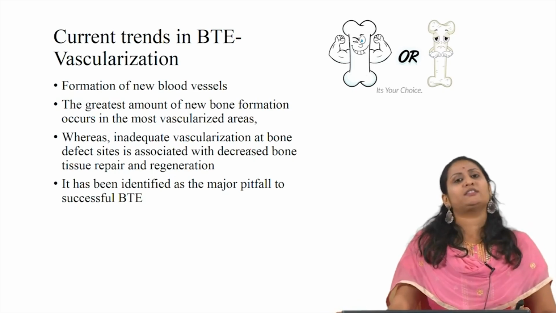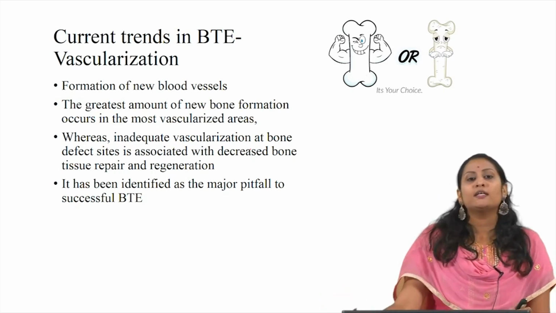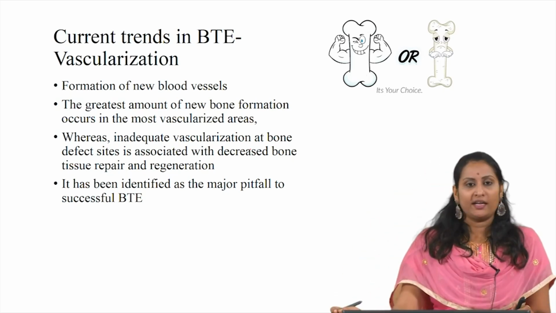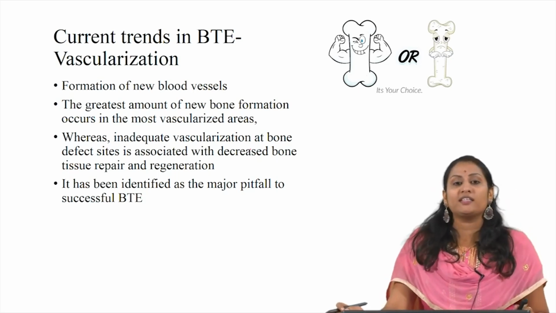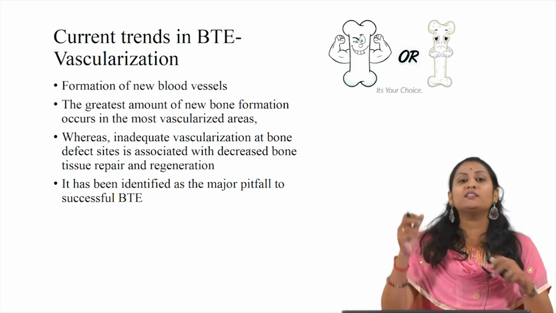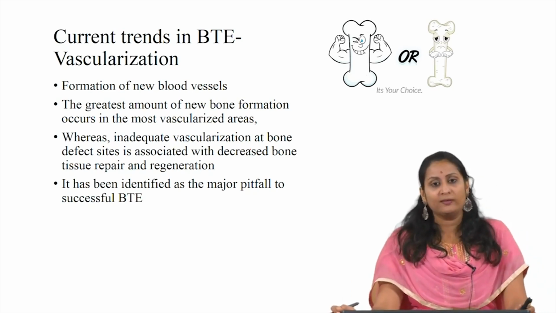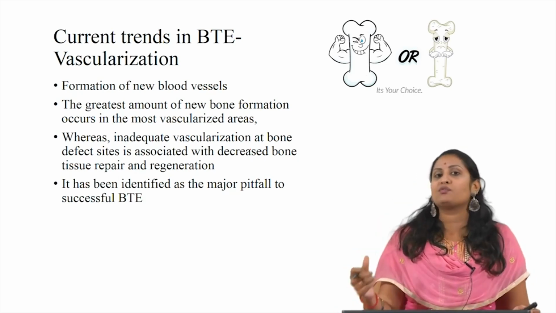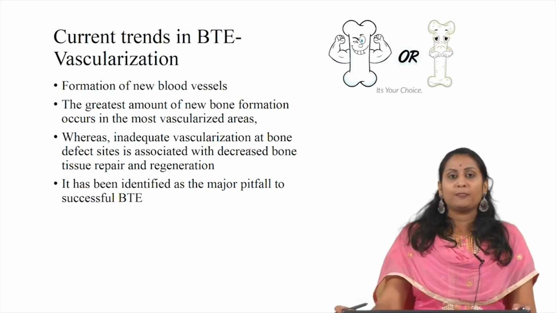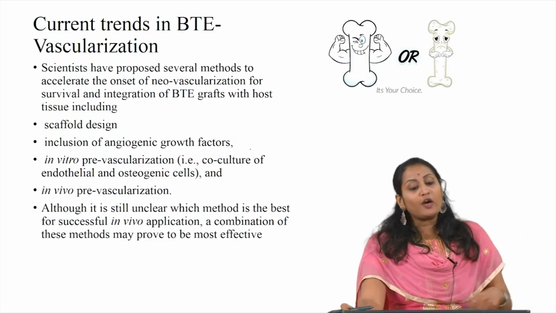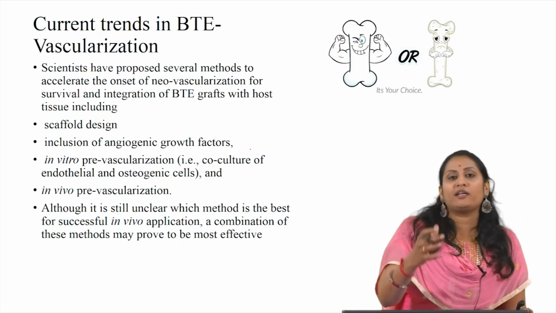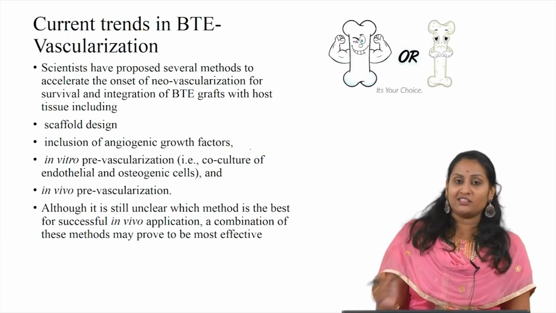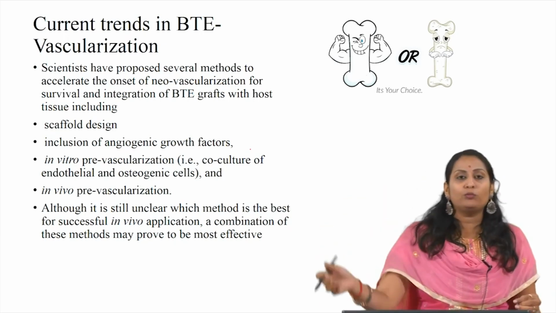Vascularization is nothing but the formation of new blood vessels. The greatest amount of new bone formation occurs in the most vascularized area, whereas inadequate vascularization at bone defect sites is also associated with decreased bone tissue repair and regeneration. So vascularization has been identified as the major pitfall for successful bone tissue engineering grafts. So what people have done is, strategies have been proposed to enhance vascularization, thereby increasing the success of the bone graft material.